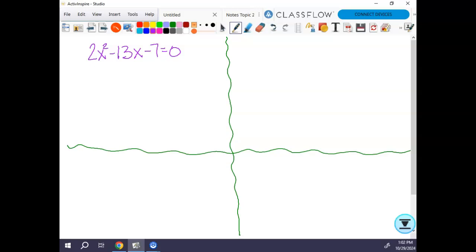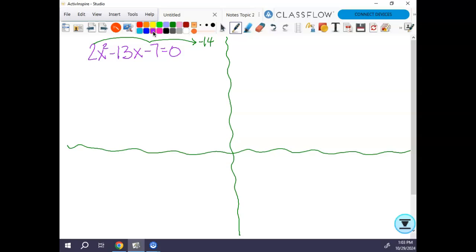So what do I multiply together? 7 and what? 2. Okay, thank you. Yeah, 2 times negative 7. That gives me a negative 14. So I am looking for two numbers that multiply to give me negative 14, which means the signs are opposite. So multiply to give me negative 14 and subtract to give me a negative 13. What do you think that would be?